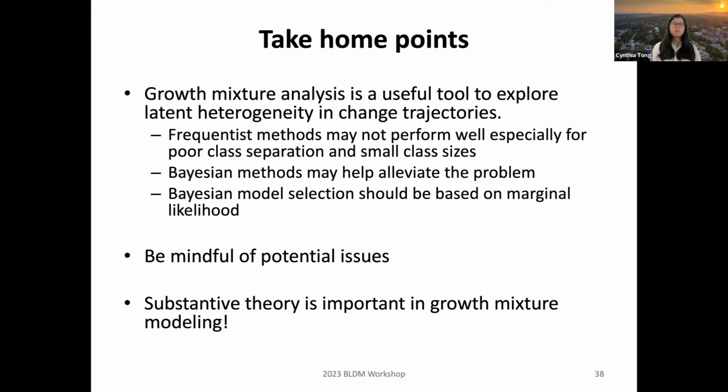Like I said, growth mixture modeling is a really complicated study. And the last thing is that substantive theory is important in growth mixture modeling. Although in today's workshop I didn't talk much about substantive theory, it's definitely very important because it makes the interpretation make sense. And like I said, in step 2 of growth mixture modeling, I gave the rough summaries. We may end up with a long list of models, and substantive theory will guide us towards the models that are most useful to us.